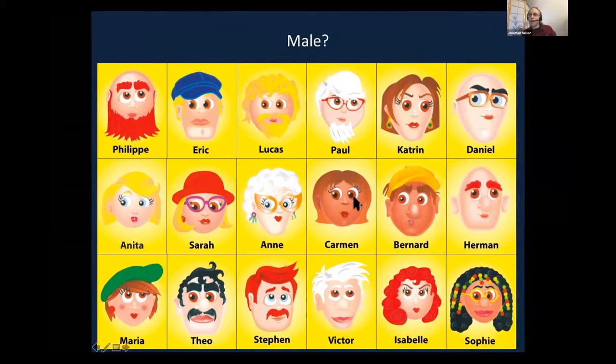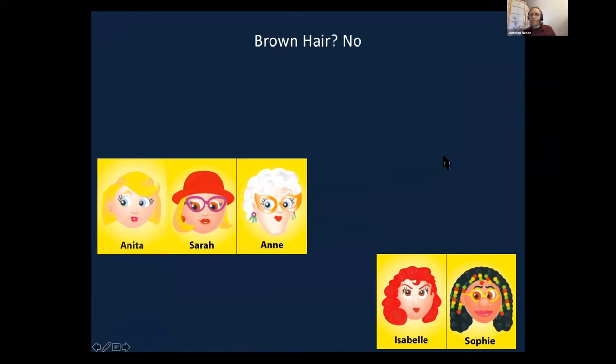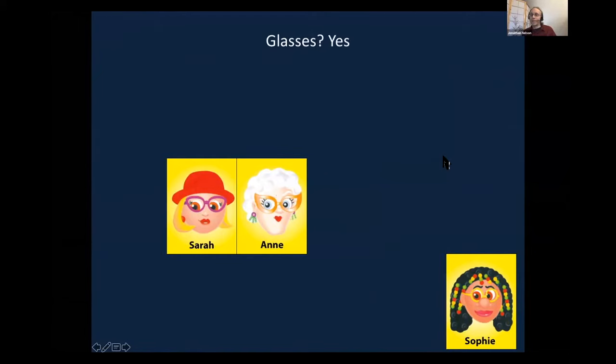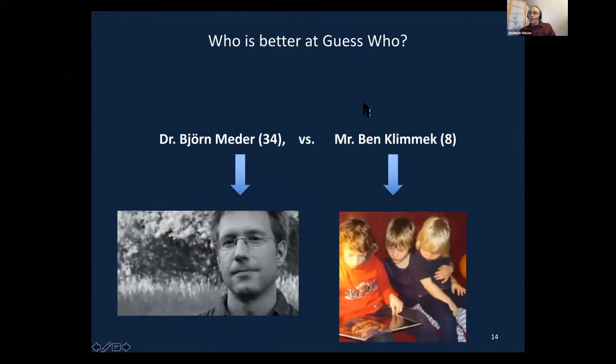So for instance, you could ask, is it a boy? And if the answer is no, then you might go on, do they have brown hair? If not, you might go on, do they have glasses? Yes, they do. And then at this point, maybe you ask if they have a hat. If they do, you're done, right? So, yeah, we'll talk about how you might get at that.